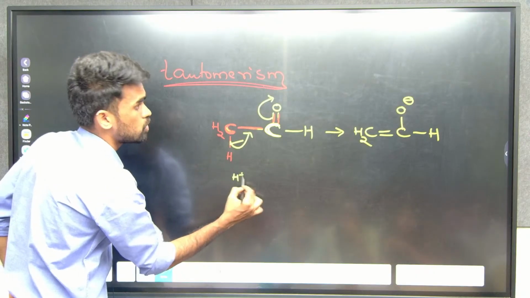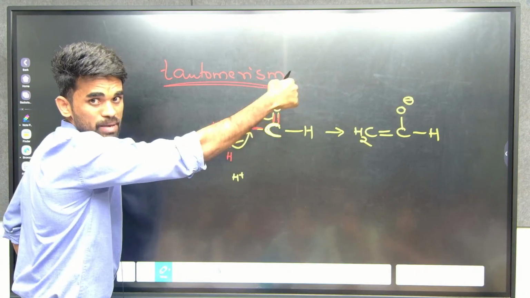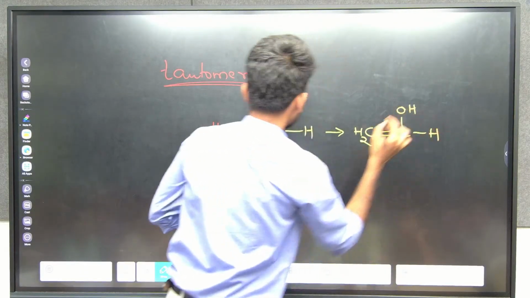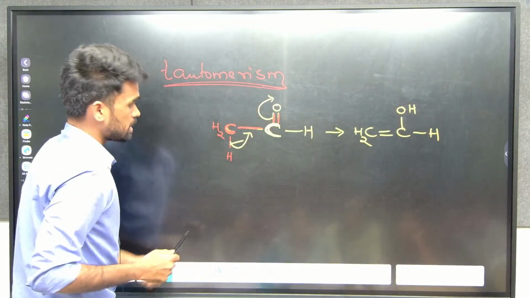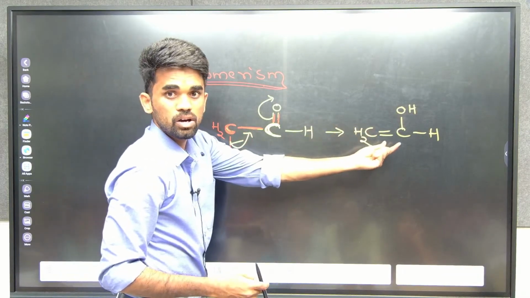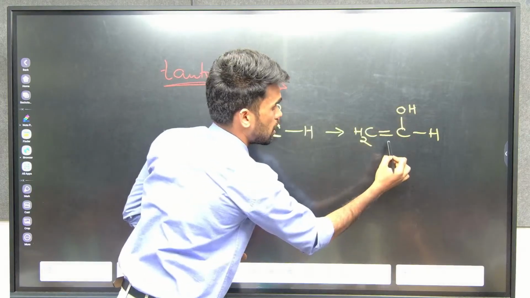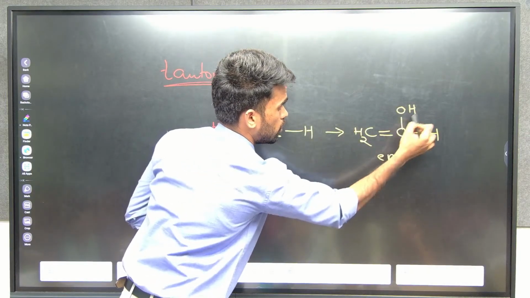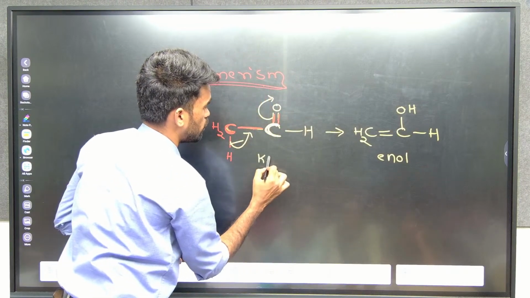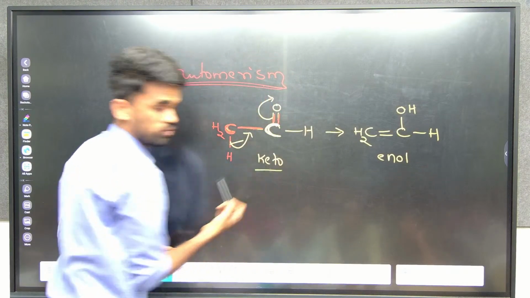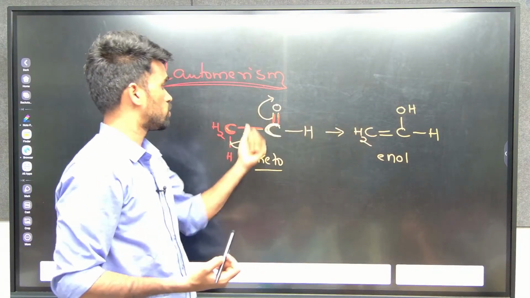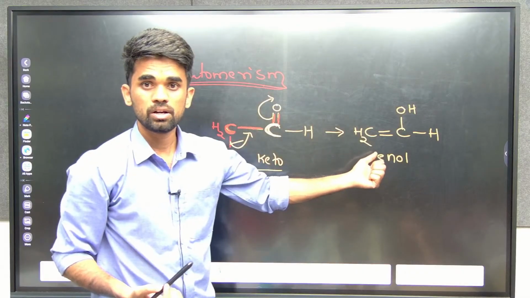So H plus, O minus. They will make a bond, electrostatic forces. So you can write it as OH. So if you observe, this is like a keto form or aldehydic form. Here it is enol. This is double bond means en, OH means ol. So this is enol form. This is keto form, we can say, or aldehyde form or keto form. So we can say this type of transfer of proton is called keto-enol tautomerism.